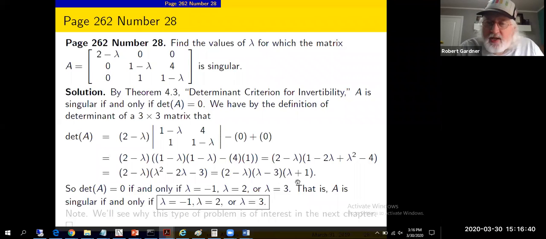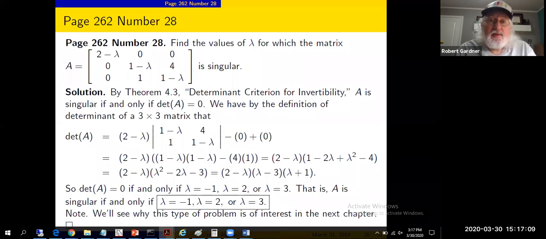Little foreshadowing here. I've listed the lambda values in increasing order: -1 first, then 2, then 3, because that's how they lie along the real line. We'll be doing lots of this, and I want to set up a consistent pattern. It doesn't matter what order you list them in, but I've got my reasons for listing them in this order. So we've got that the determinant of A is 0 and A is singular if lambda takes on any of these values. And yeah, you're going to see a lot of this in the future, in the next chapter.